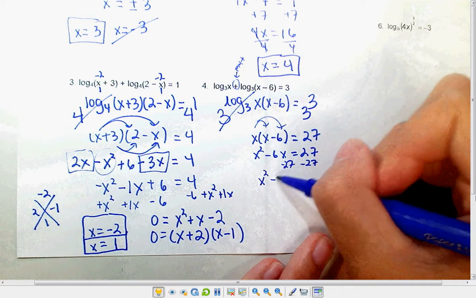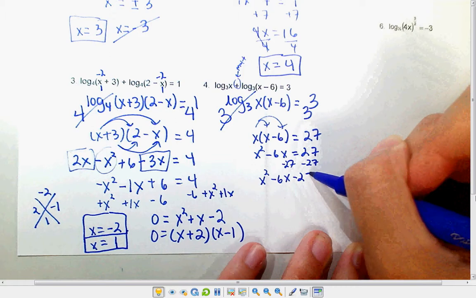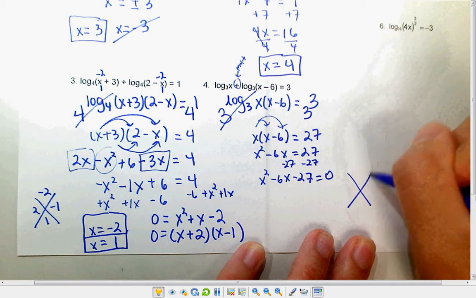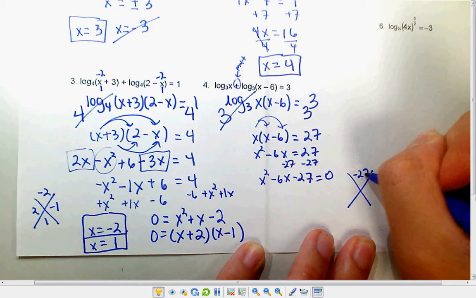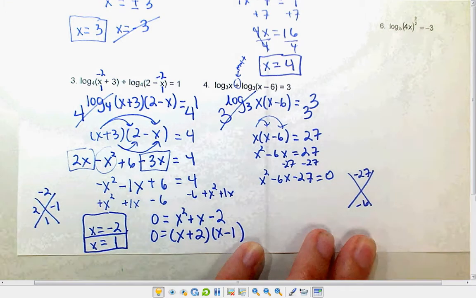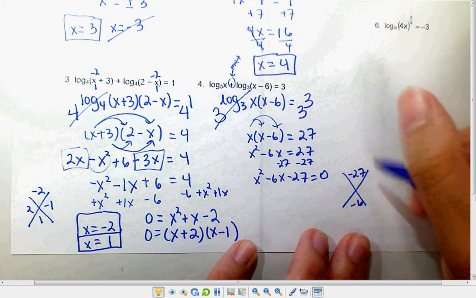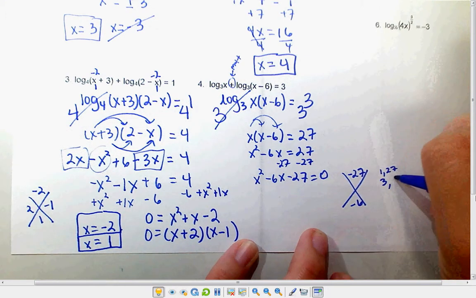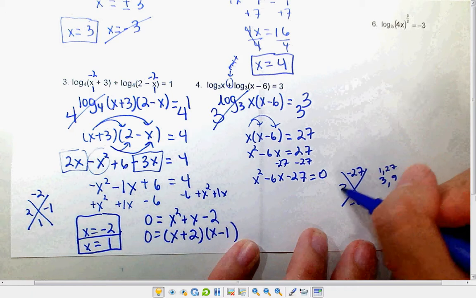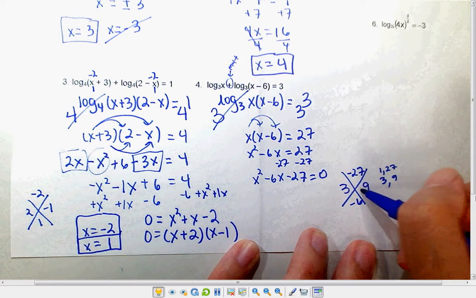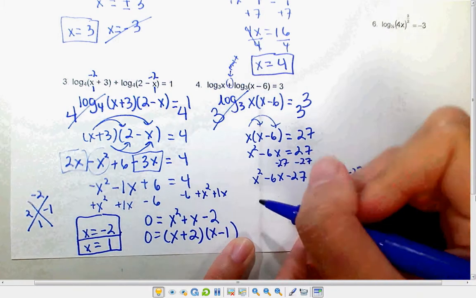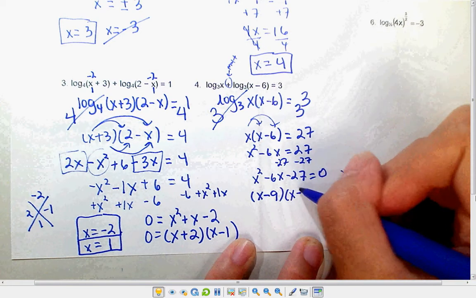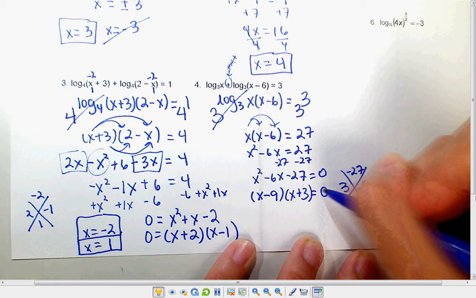I have x squared minus 6x minus 27 equals 0. And now I can x box. So what multiplies to give me negative 27 and adds to give me negative 6? So I have 1 and 27, 3 and 9. I want this to be negative 6, so it should be negative 9. So this leaves me with (x minus 9)(x plus 3) equals 0.